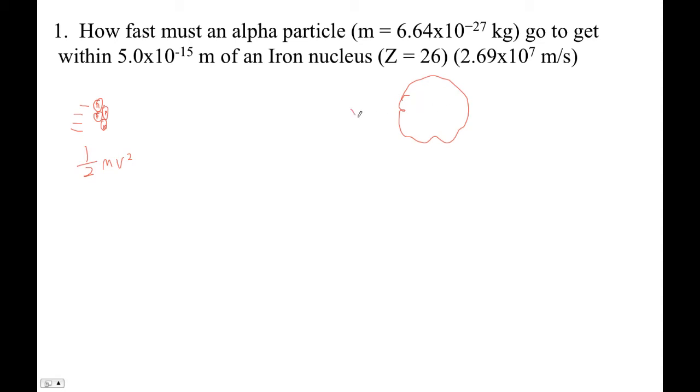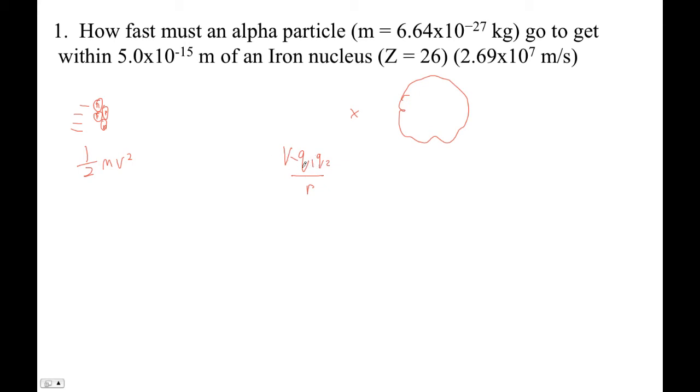It's going to get to some distance where its kinetic energy turns into potential energy. The closest it gets is that it hits spot on, actually stops, and then turns around and goes back the other way. So when it's here, it's got a potential energy of k Q1 Q2 over r. We've solved problems like this.